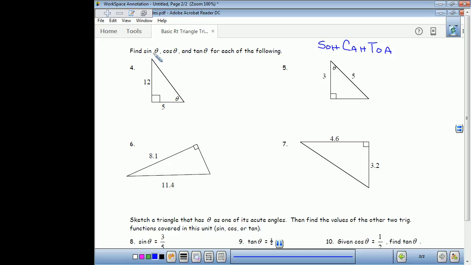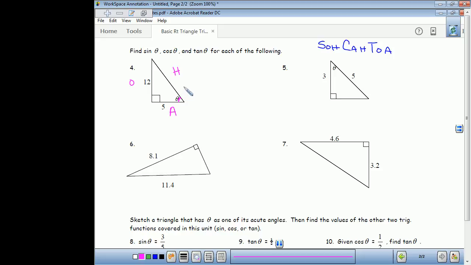All right, so they're asking us to find these ratios. What is sine of theta, cosine of theta, and tangent of theta? The first thing we do is find our theta, and then we label our sides. This side is across from it, so it's the opposite. This side is across from the right angle, so it's the hypotenuse. And this side is attached to it, so it has to be the adjacent. Now, do you notice that we're missing this side right here? This is one of the Pythagorean triples. Do you remember this one? This is a 5, 12.